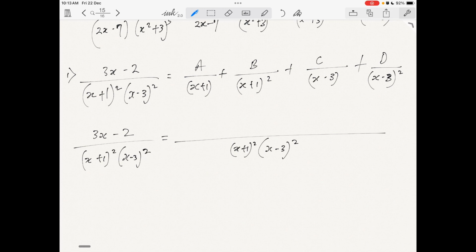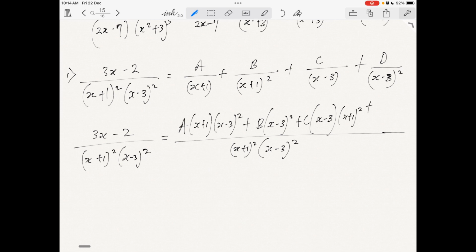Now let's not try and make mistakes. So the solution at the numerator now will be A into (x + 1)(x - 3)² plus B into (x - 3)² plus C into (x - 3)(x + 1)² plus D into (x + 1)². Okay, now we took the LCM.